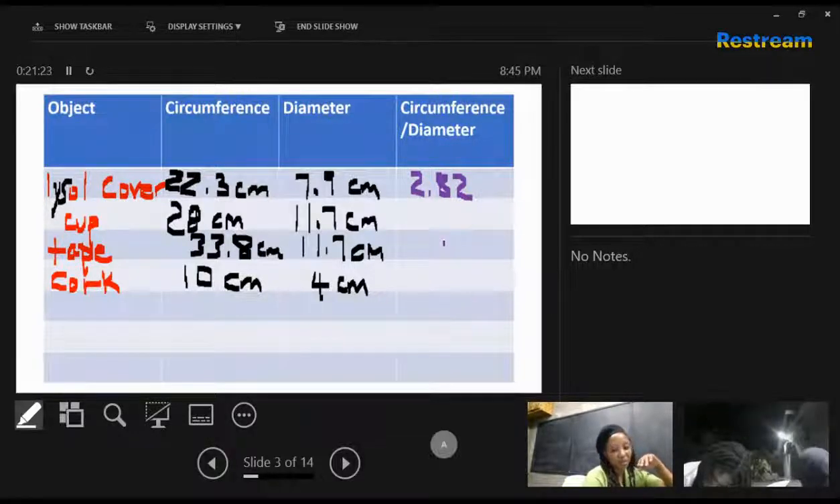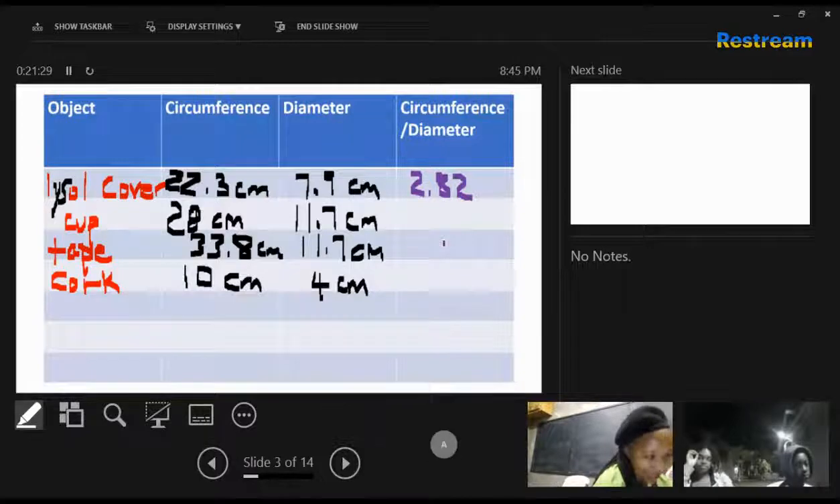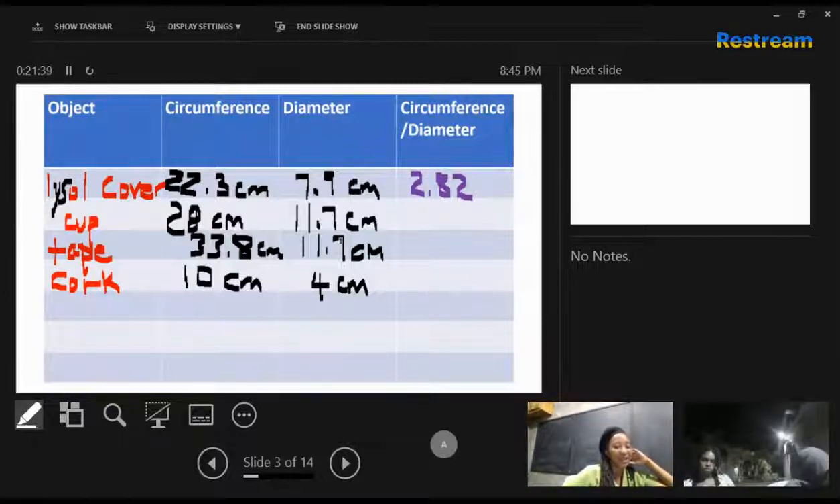I'm so suspicious of these last three measurements. John, 28 divided by 11.7? Yes, miss, 2.39. I was using the end of the micrometer.